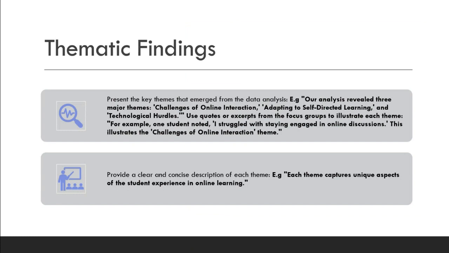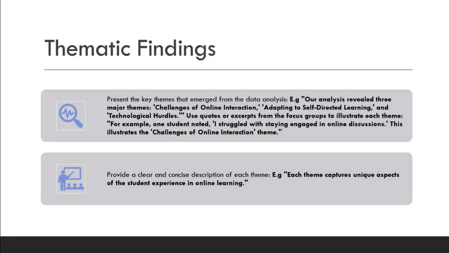And then you would have your findings section, where it's also thematic analysis finding, where you present key themes that emerge from the data analysis. For example, in the study, our analysis revealed 3 major themes. Challenges of online interaction was the one theme. The next theme was adapting to self-directed learning. And the third one was technological hurdles. So from this study that I conducted about understanding students' perceptions of online learning, those are the themes that actually came out of the study as an example.